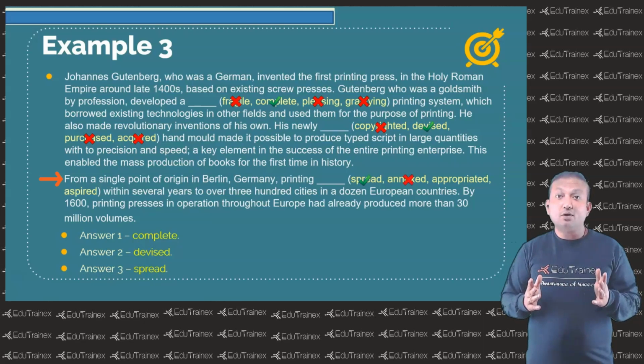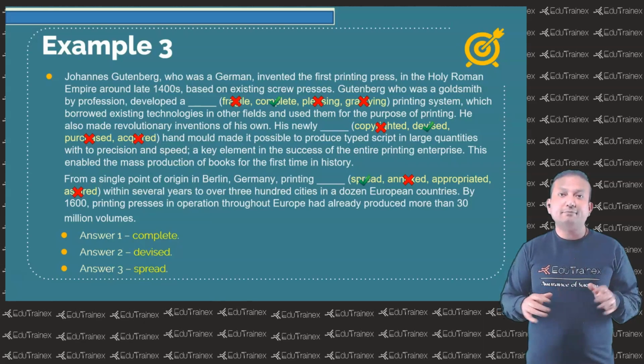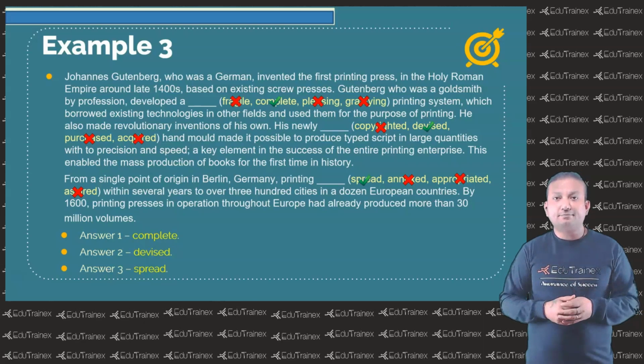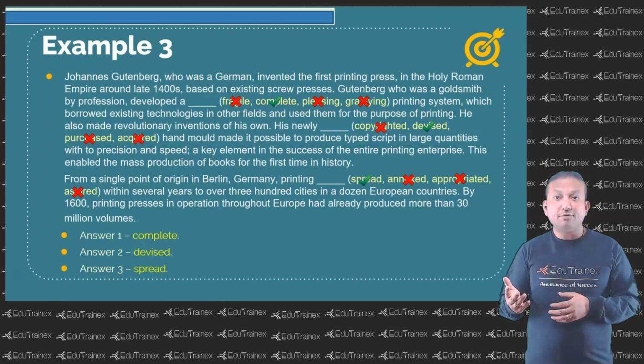Annexed is wrong because it means adding something to a document. Aspired is again wrong as it relates to ambition and desires. Not the best fit here. Appropriated is again incorrect. Even if I don't know the meaning, I know definitely it's incorrect as it doesn't relate to spreading. And by the way, appropriated means devote something for a purpose, like appropriating funds, yields, expenses, etc. So it doesn't make sense here.